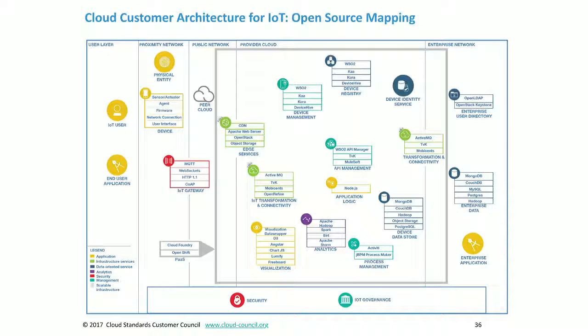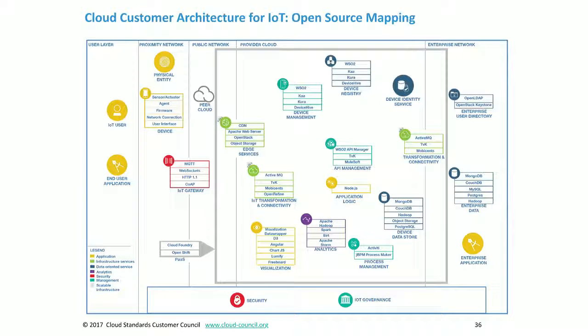I will move to the right toward the enterprise network before coming back to the middle part again. For the enterprise user directory, OpenLDAP is a very good choice, as well as OpenStack Keystone. These are some of the open sources for the LDAP kind of enterprise user directory for authentication, etc. Next is the enterprise data. We chose some of them like MongoDB, CouchDB, MySQL, Postgres, and Hadoop for a big data situation. This list can be very exhaustive, but these are just some of them.